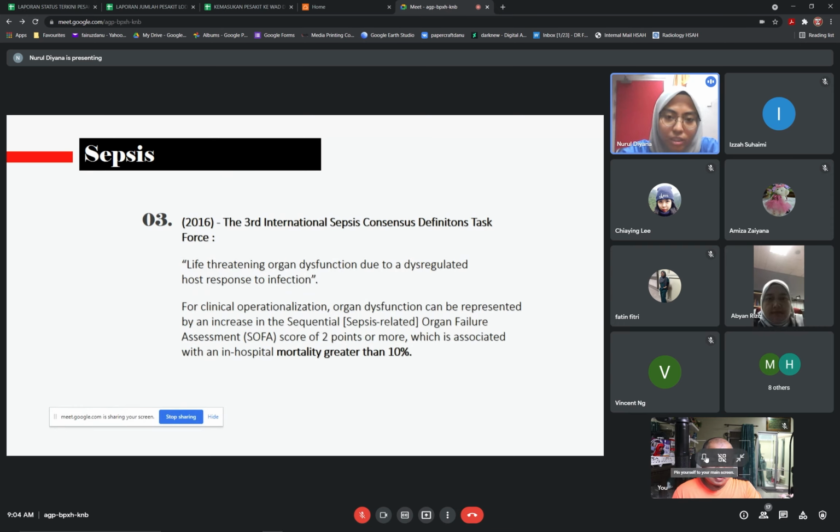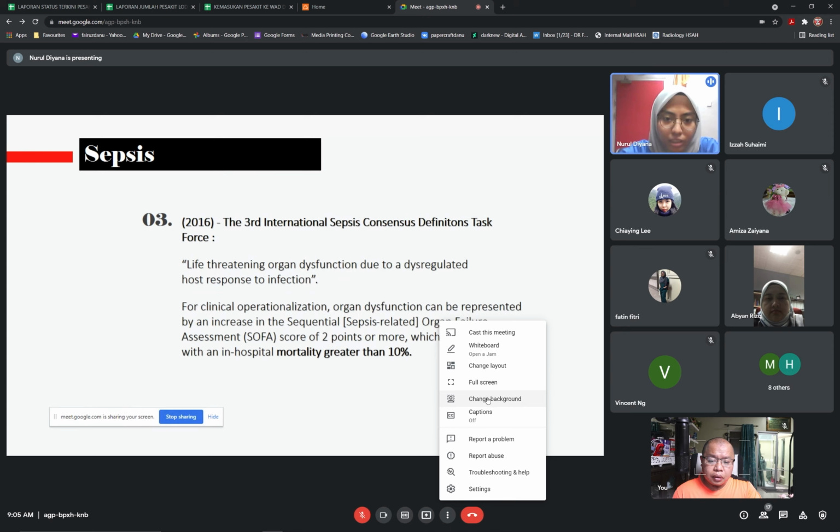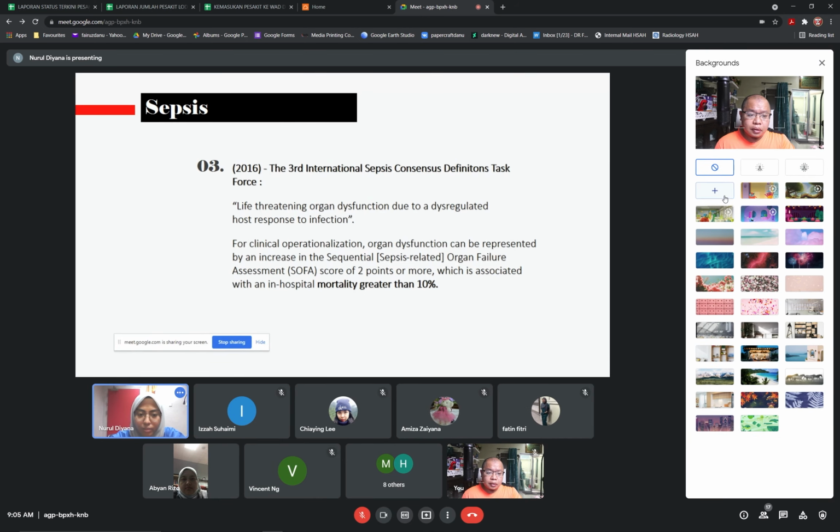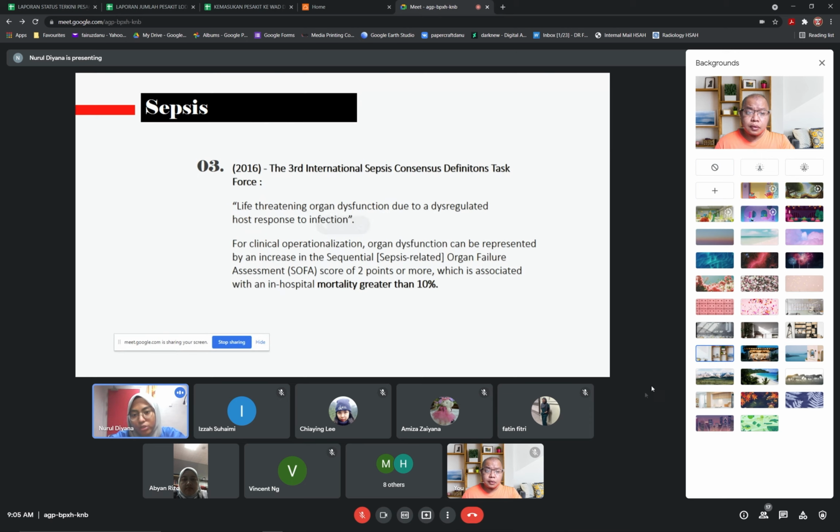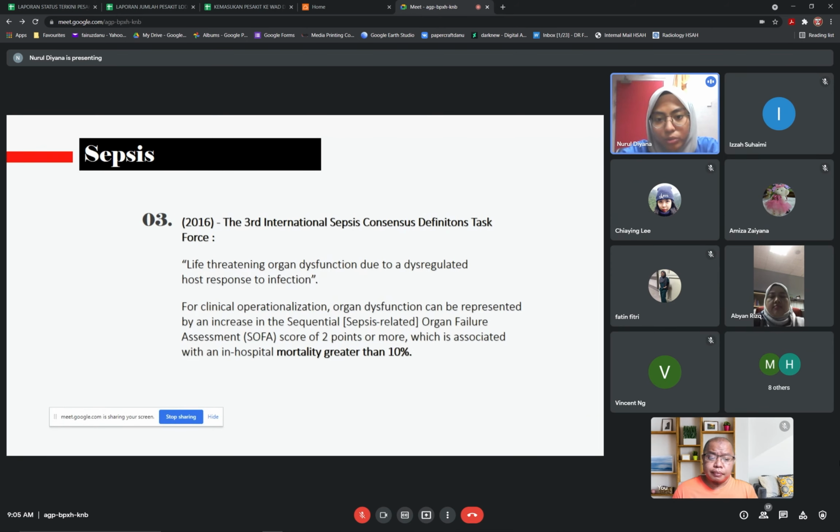as life-threatening organ dysfunction due to a dysregulated host response to infection. But for clinical operationalization, organ dysfunction can be represented by an increase in the Sequential Organ Failure Assessment, known as SOFA. A SOFA score of 2 points or more is associated with in-hospital mortality greater than 10%.